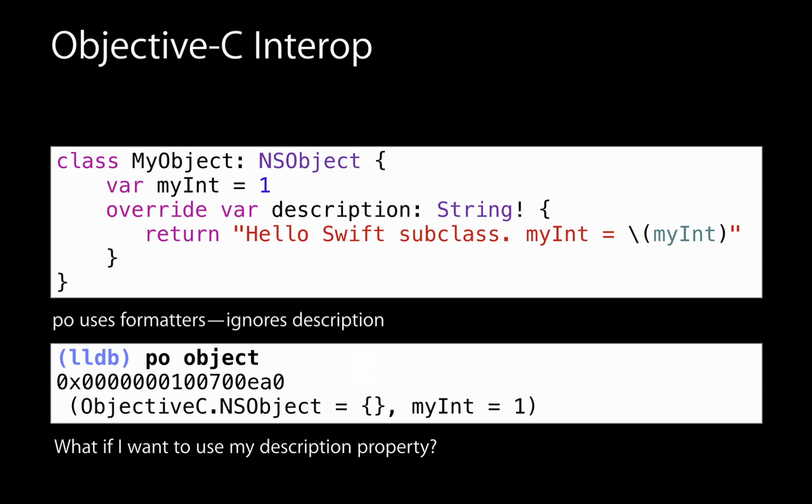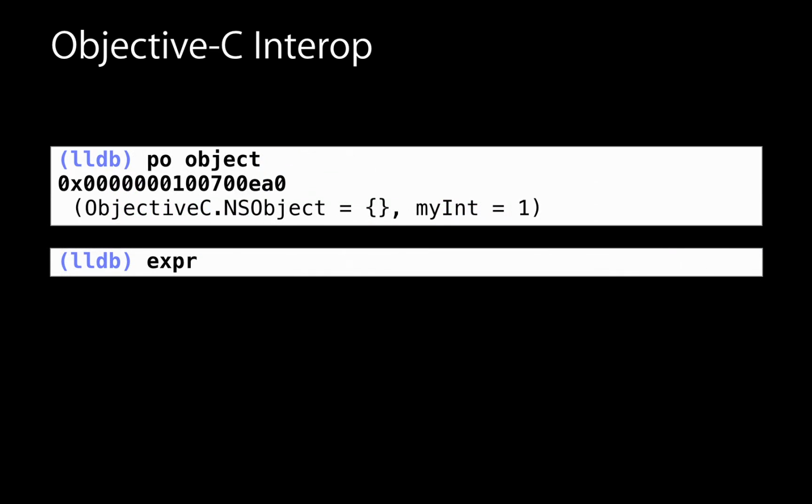What if I actually want to use my description? What if I actually want to see the Objective-C side of things? It turns out there is a way. When there's a will, there's always a way. I can start from there, and I guess I have to write an expression. And I guess I have to write an Objective-C expression, since I'm trying to get an Objective-C behavior.